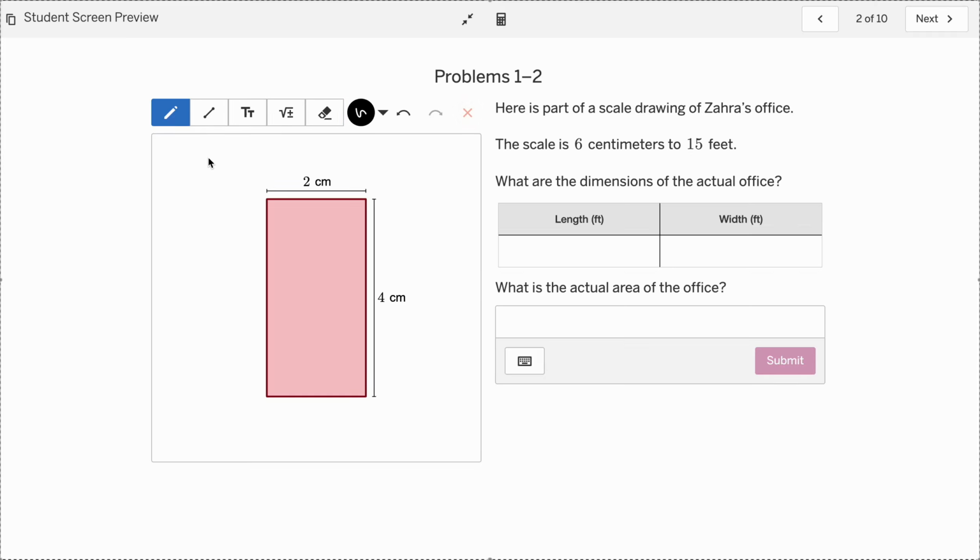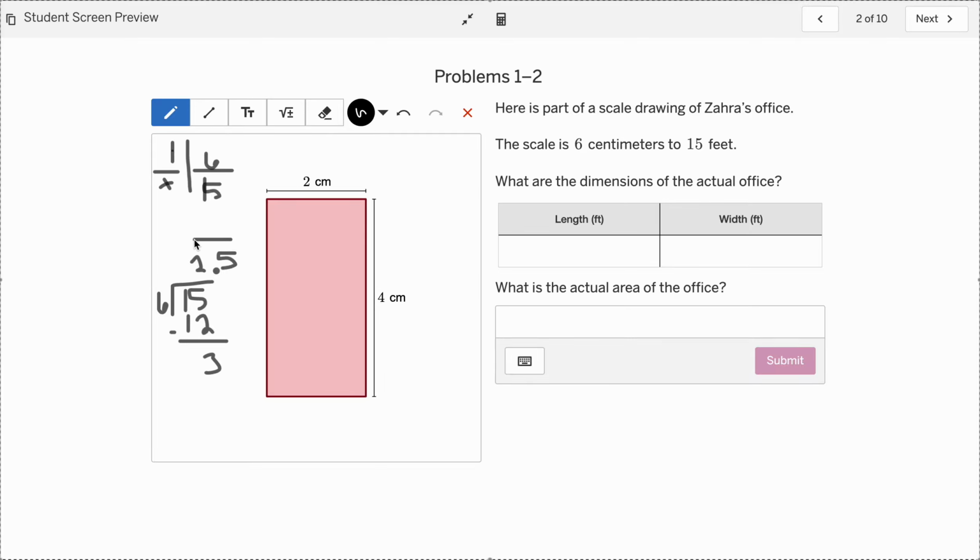I hate that I can't draw on this properly. So 6 over 15 compared to 1 over x. So I'm trying to find x. Well, I know that in order to get to 1, I have to divide by 6. So 15 divided by 6. What's that? Well, I know that it's more than 2. So I subtract 3. So I know that it's going to be 2.5. So my scale is 2.5.